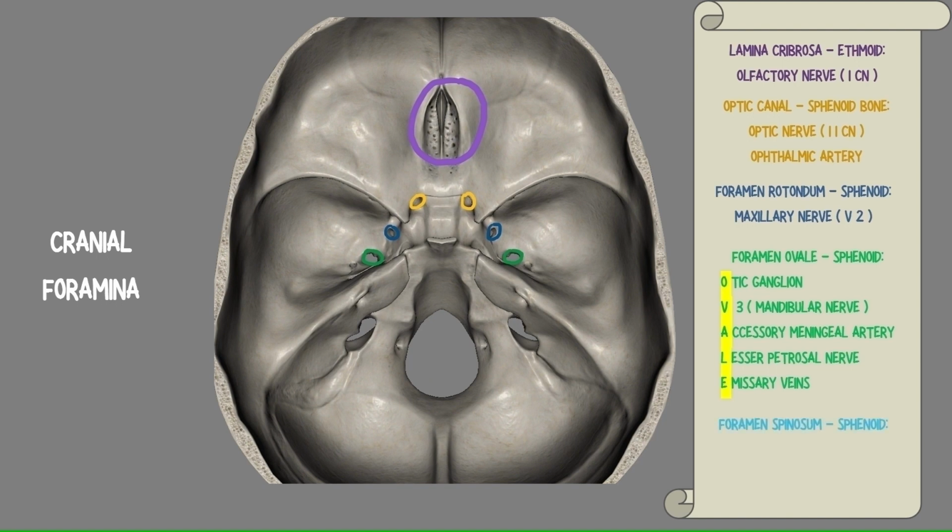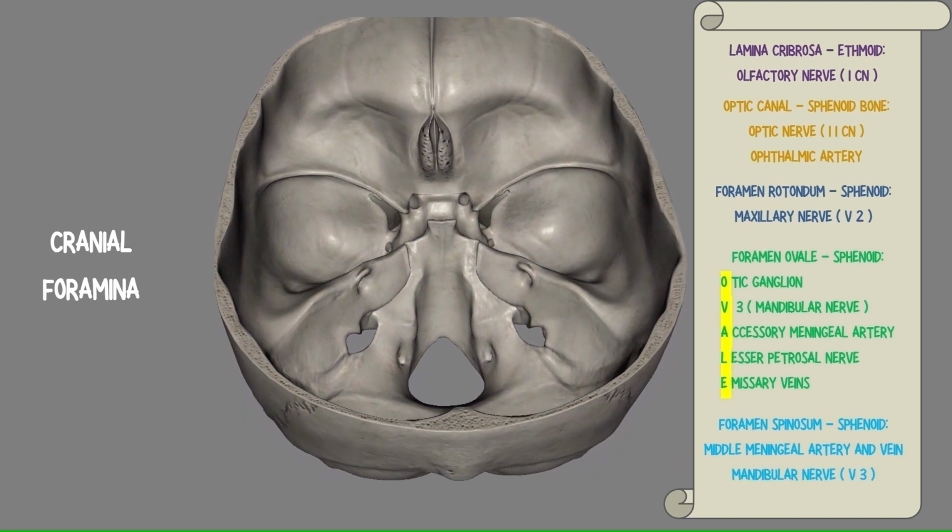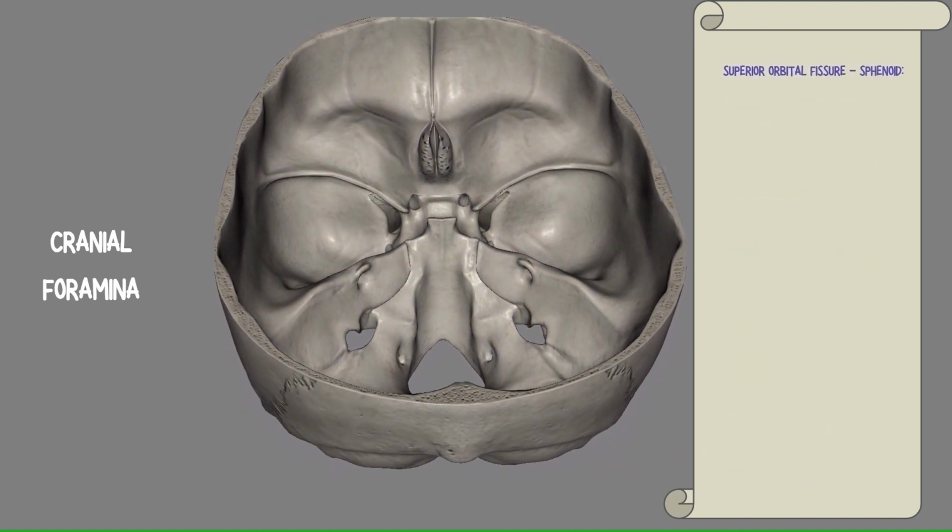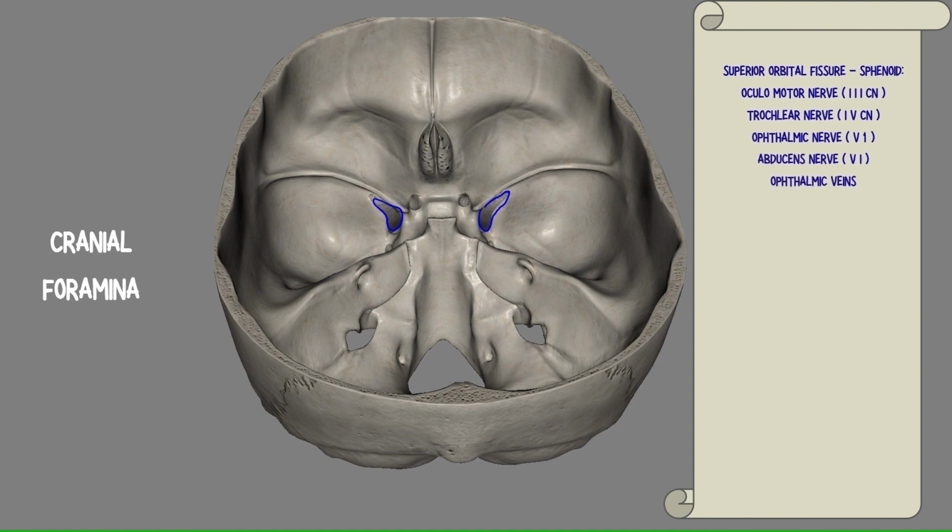The foramen spinosum is a small hole in the greater wings of the sphenoid that gives passage to the middle meningeal artery and vein, and the meningeal branch of the mandibular nerve. Sometimes it passes through the foramen ovale instead. The superior orbital fissure is a foramen or cleft of the skull between the lesser and greater wings of the sphenoid bone. It gives passage to multiple structures, including the oculomotor nerve, the trochlear nerve, the ophthalmic nerve, the abducens nerve, the ophthalmic veins, and the sympathetic fibers from the cavernous plexus.